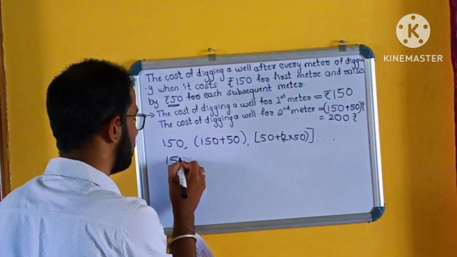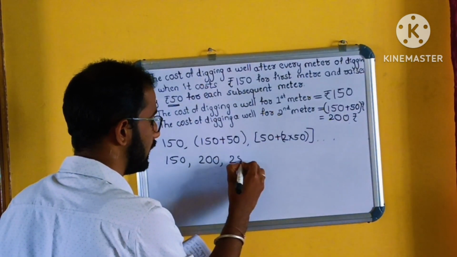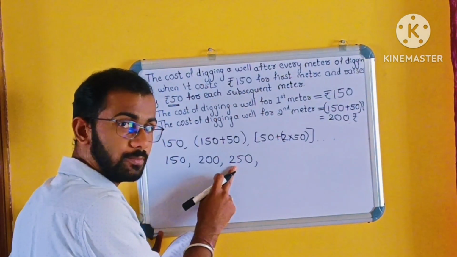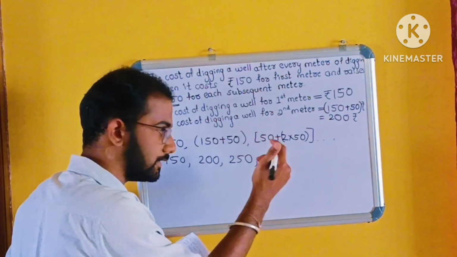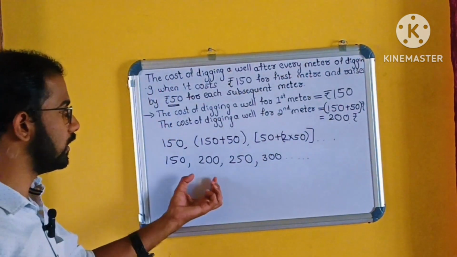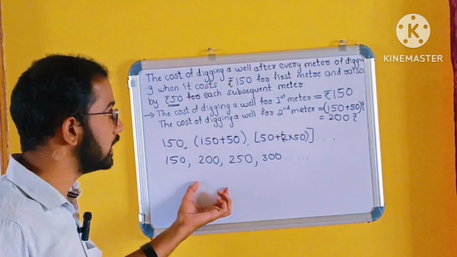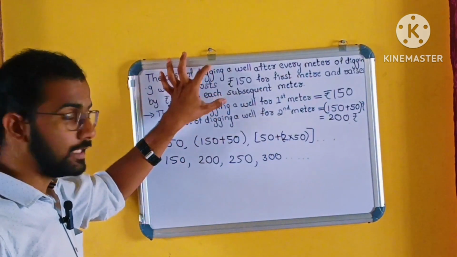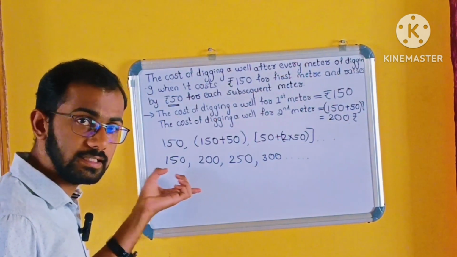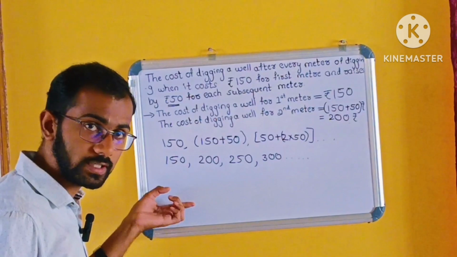So 150, this is 200, 250. Then if you continue for the fourth meter, the cost will be raised by 50, 250 plus 50, that is 300. Like this, we got one sequence, one list of numbers from this sentence. Now the task is: does this list of numbers form an arithmetic progression or not?